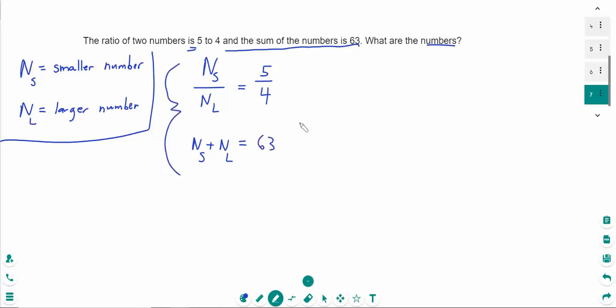I might take this one step further, though, because this ratio may be throwing you off. Remember how to work with these. This would be considered a proportion because we have two ratios that are set equal to each other.